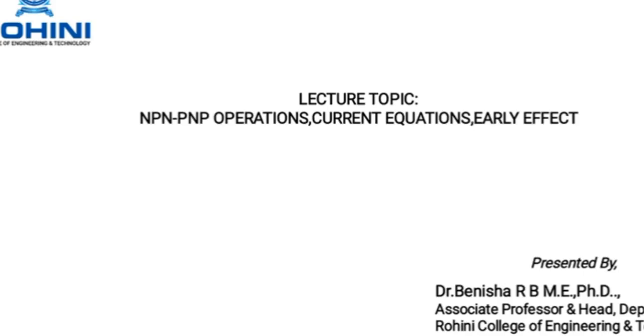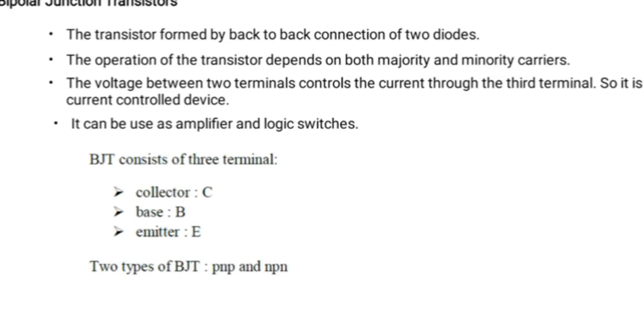In this video, we are going to discuss the NPN operation, the current equations, and the early effect. First, we will look at bipolar junction transistors. A bipolar junction transistor consists of two diodes, and its operation depends on both the majority as well as minority carriers, since it has a back-to-back connection of two diodes.